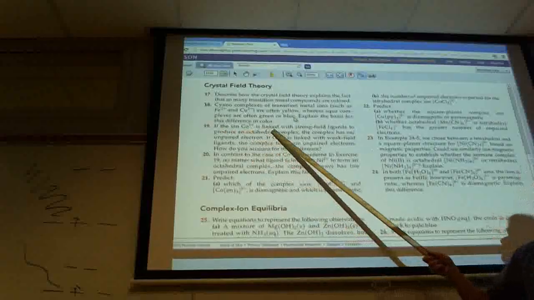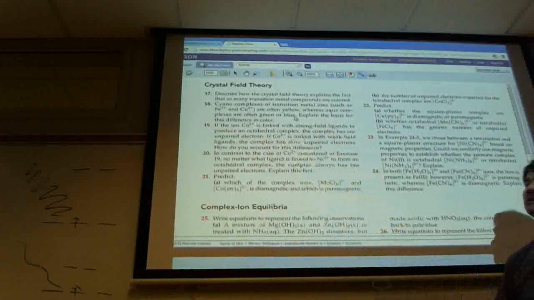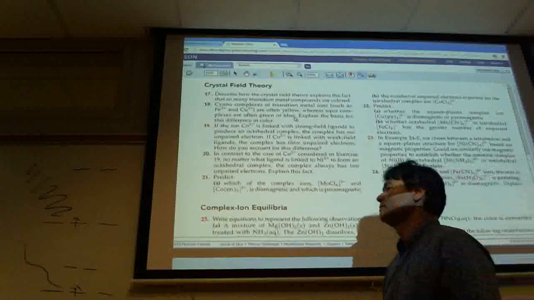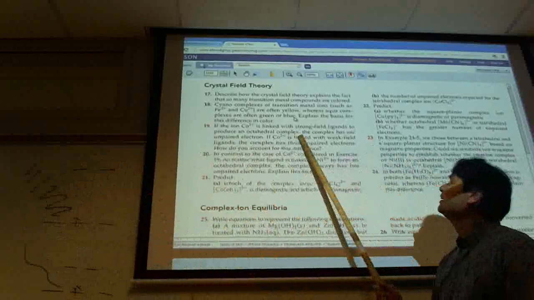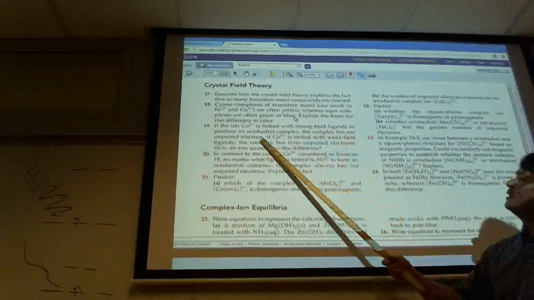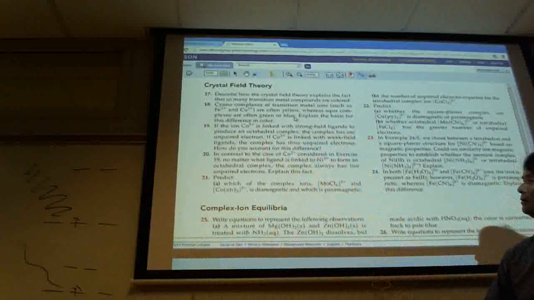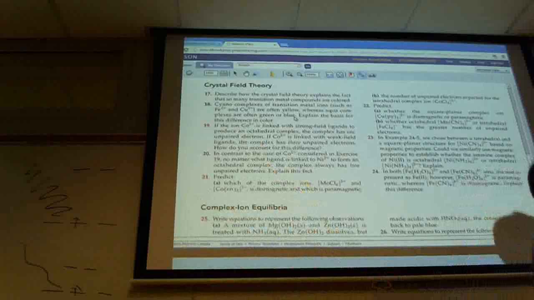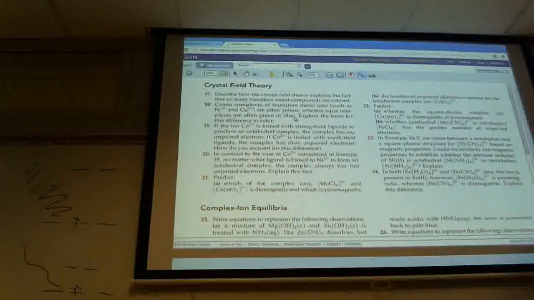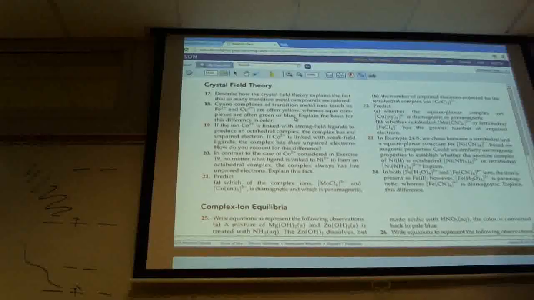If the ion cobalt-2 is linked with strong field ligands to produce an octahedral complex, which splitting pattern are we looking at? First one or second one? The complex has one unpaired electron. Oh, that's good. I have one unpaired electron there. I don't know how many paired. How many d electrons does cobalt-2 have? This is what I showed in Chem 1A. d7. 7 d electrons.